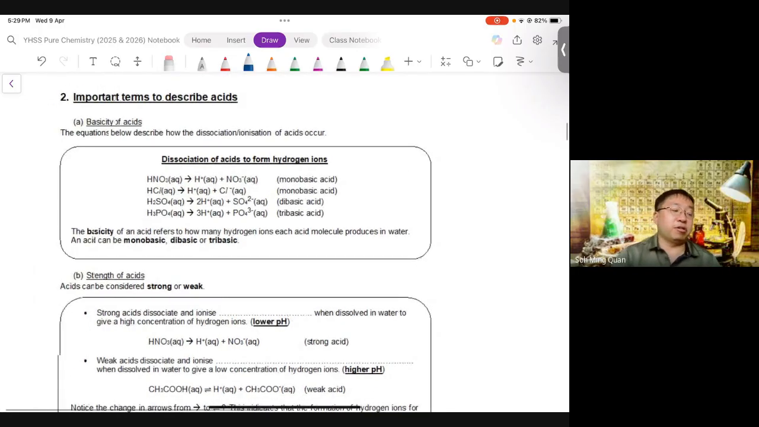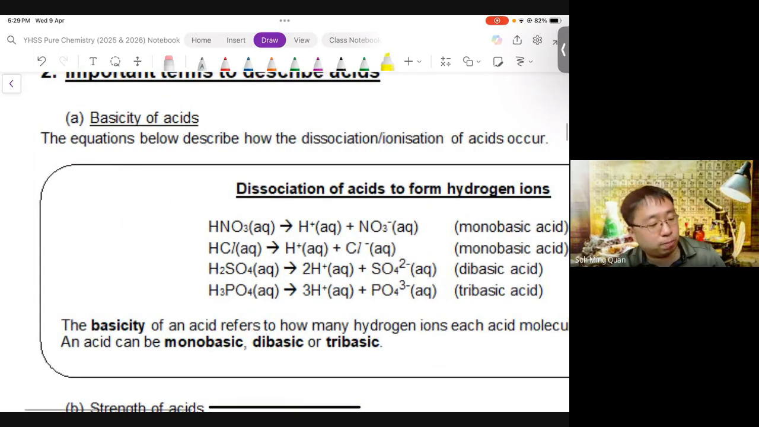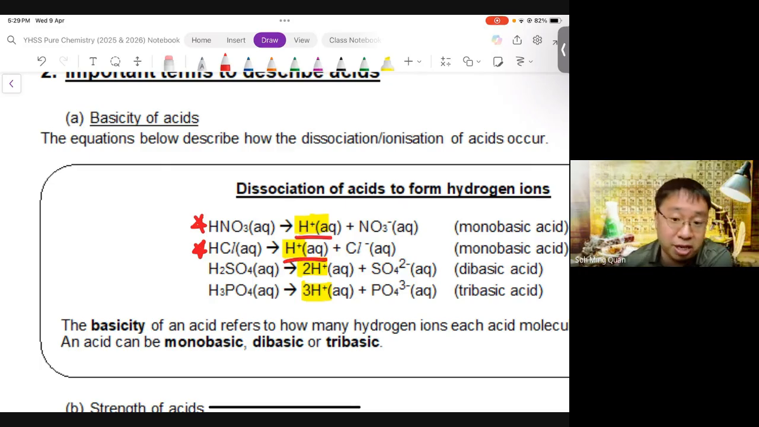Now, important terms to describe acids. There are two important terms. The first term is basicity, which has to do with how many H+ you get from one molecule of the acid. You notice for HCl and HNO3, you get one H+ per molecule of HCl dissociated. That's obvious because HCl only has one H anyway.